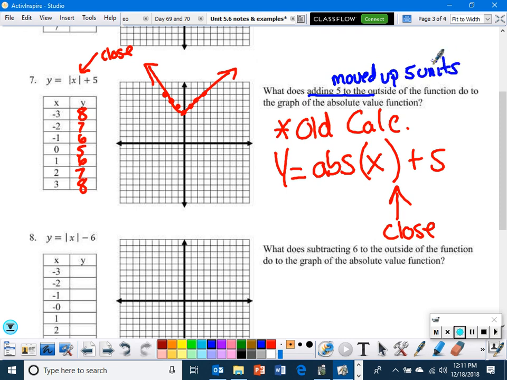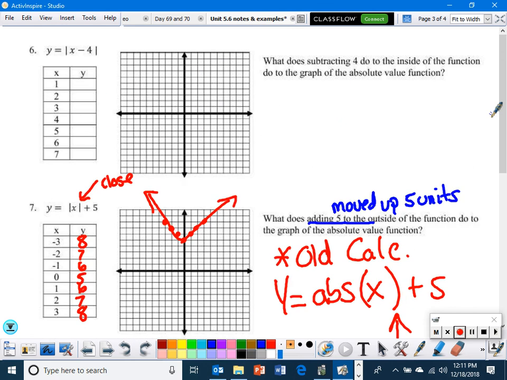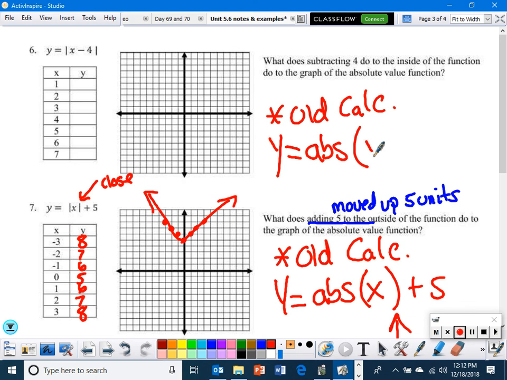So don't forget to answer the questions as you go. I'm going to back up a second. I'm not going to actually fill this one completely out, but for number 6, if you have the old calculator, when you type this one in, you have y equals ABS, parentheses, x minus 4. Close it after the 4, and then you should be good.